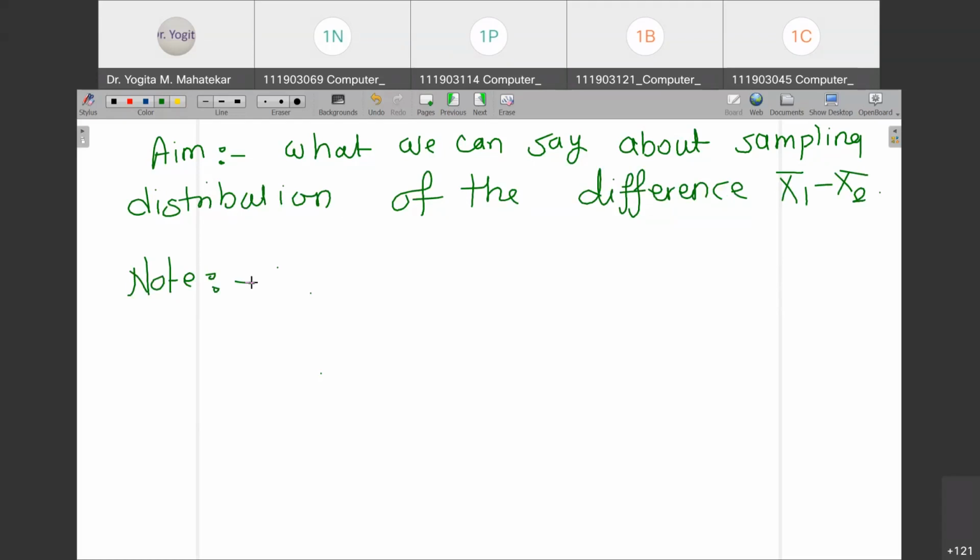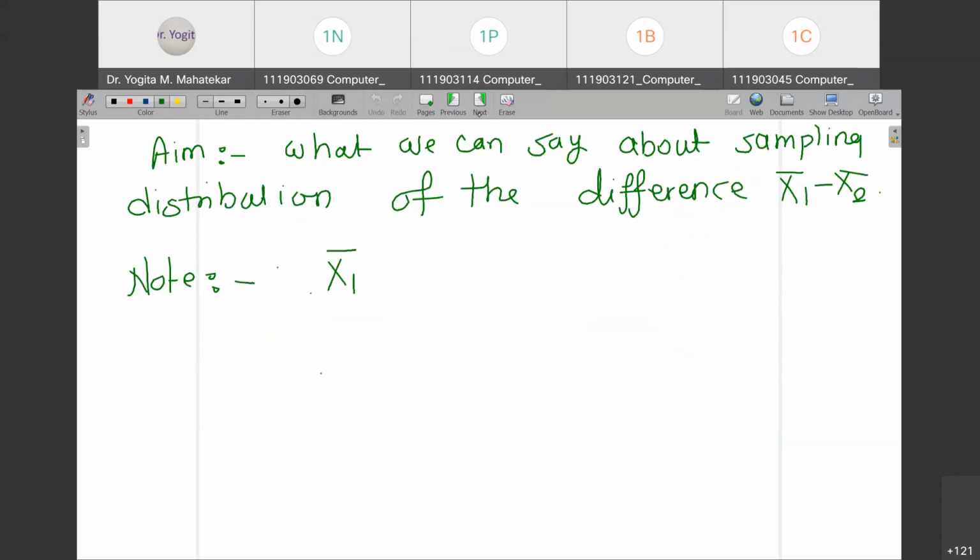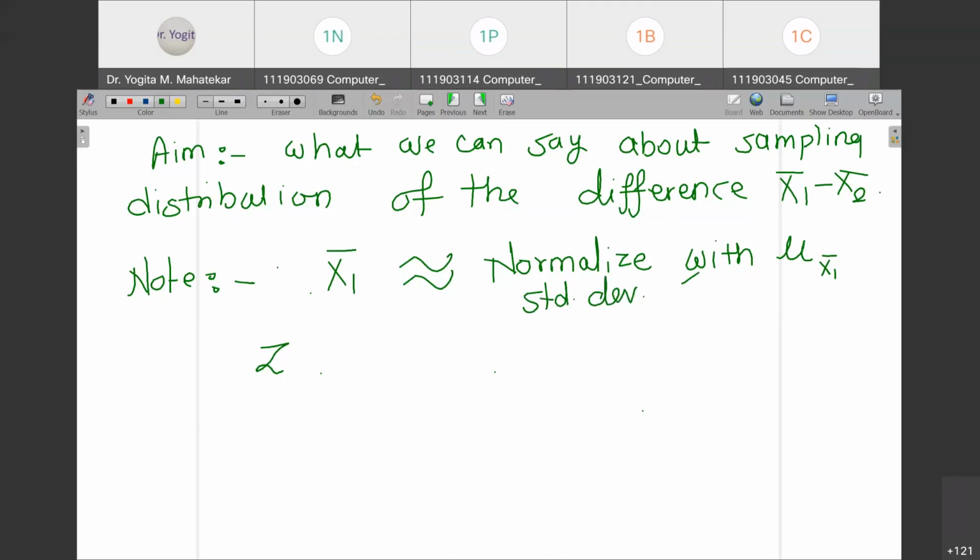You have to note that x1 bar is the average. What is x1 bar? Look at this figure. x1 bar is the average of the first sample S1 that you have drawn from P1. So I know I can approximate x1 bar with z, which means I can normalize it with mu x1 bar, or mu1, whatever notation you use. Suppose mu with suffix x1 bar is the mean of x1 bar, and its standard deviation is sigma 1 upon square root of n1.